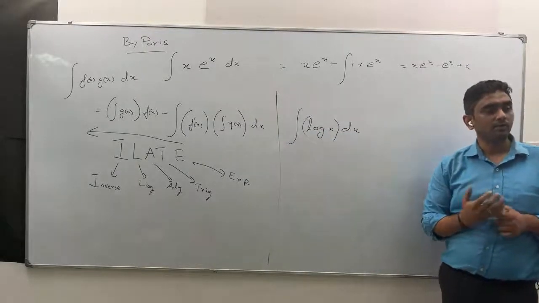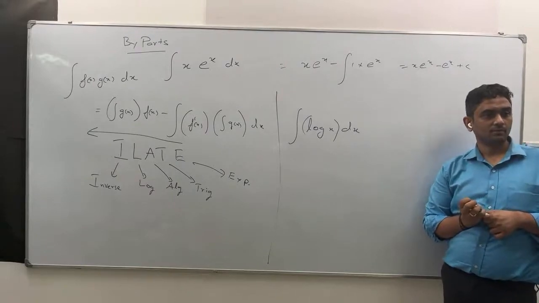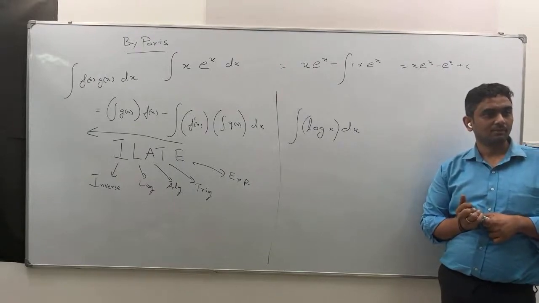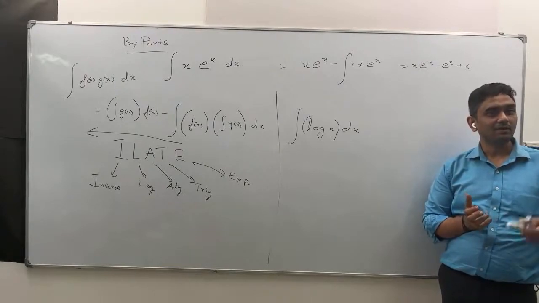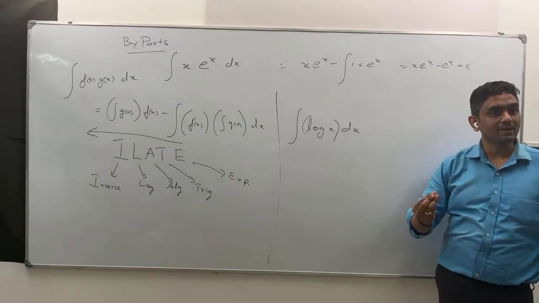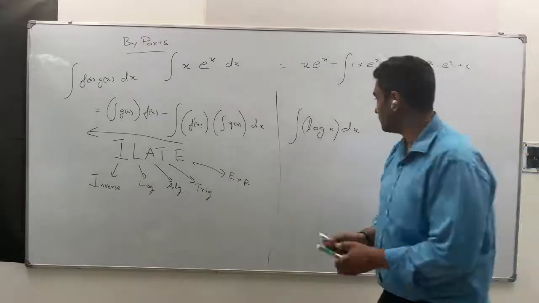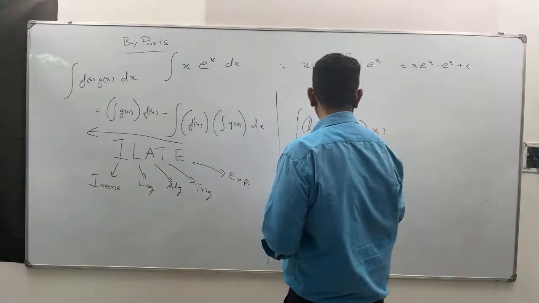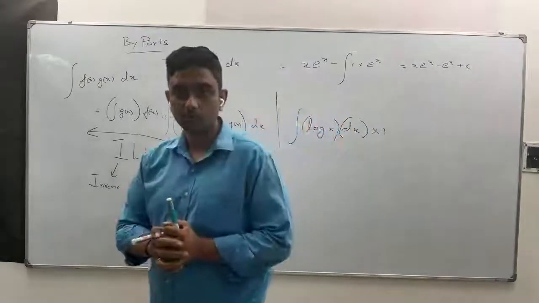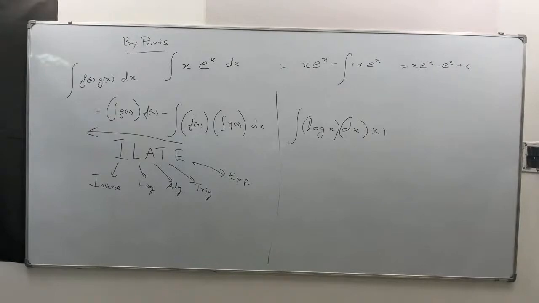Now which one will be f(x), which one will be g(x)? You integrate dx. Any number or any expression is the number into 1, so multiply this with 1. 1 is x power 0. Whenever you have doubts like this, multiply with 1 and do it. So do this and tell me the integral.